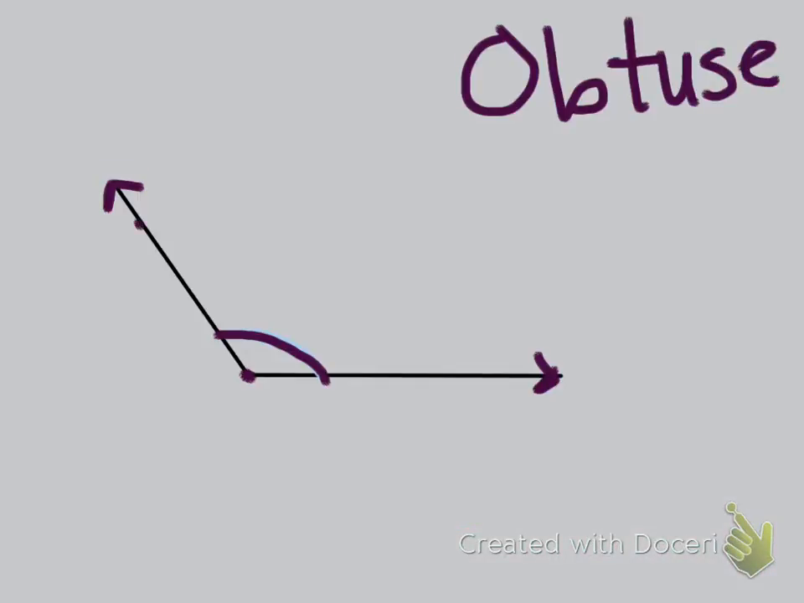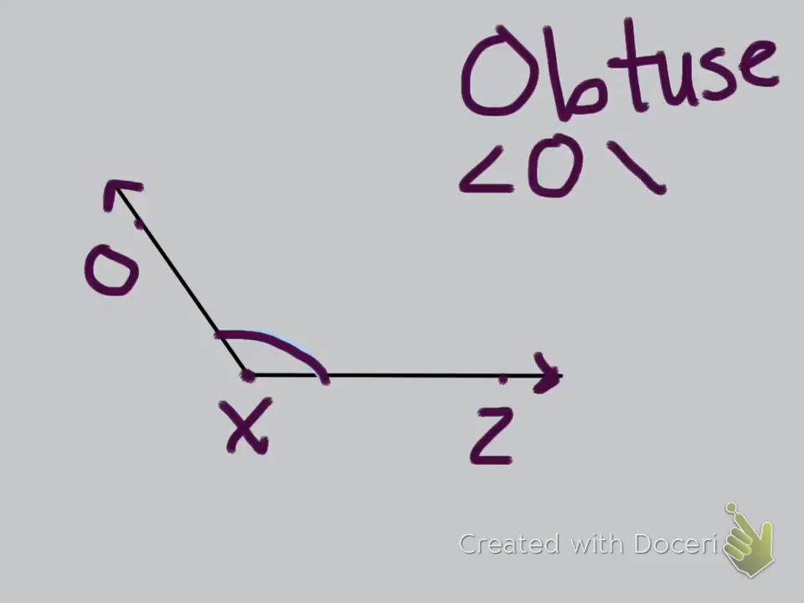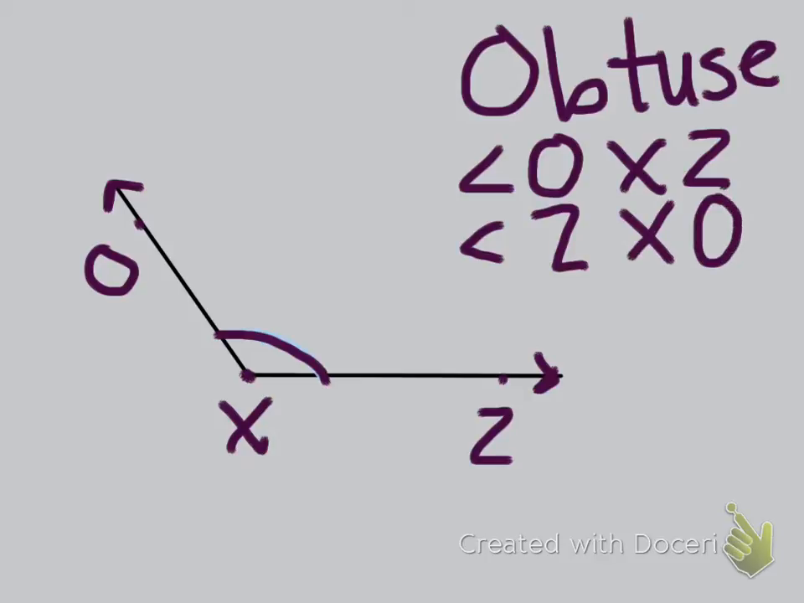Last one that we'll practice. I'm labeling each part of my angle, O, X, Z. I'm going to use my little symbol. I can write it as O, X, Z, or I can flip it around. Pause the video and try and figure out what you can write as the other option. Alright, hopefully you figured it out and tried it on your own. If you were correct, you wrote down Z, X, O.